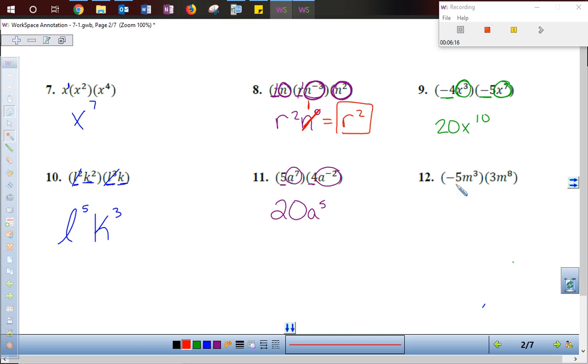On number 12, we'll take negative 5 times a positive 3 and get a negative 15. Then I'll take an m to the 3rd times m to the 8th, and 3 plus 8 gives me m to the 11th. Now here on number 12, remember, coefficients are allowed to be negative. I do not have to move this guy because the exponent is positive. Only when the exponent is negative is when you have to make some changes.